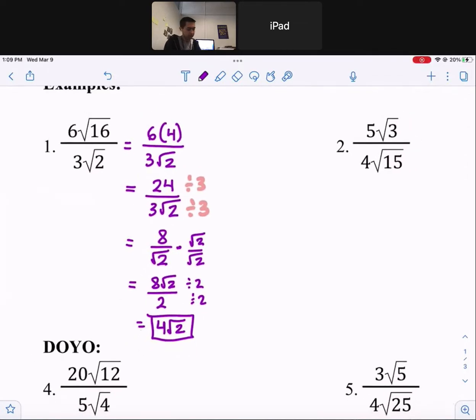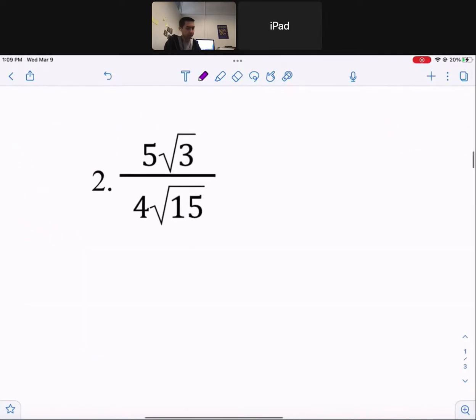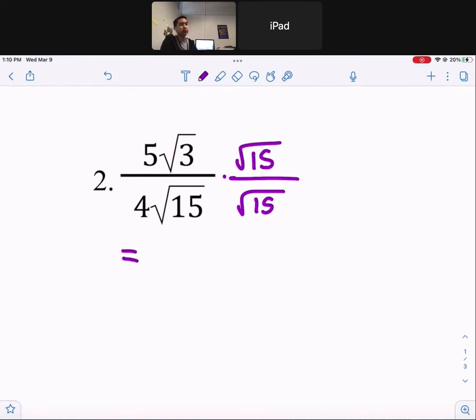Okay, number 2. We can't simplify either of these, so let's multiply top and bottom by the radical in the denominator. Because any time we do that, we won't have a radical in the denominator. So, up top, 5 square root 3 times 15, that's 45. All over 4 times rad 15 times itself, that's just 15.